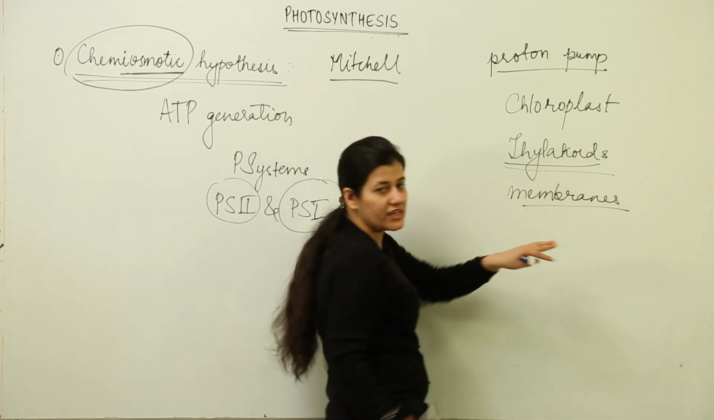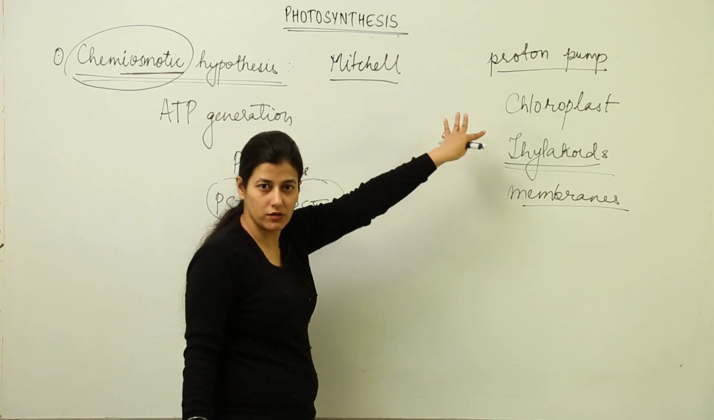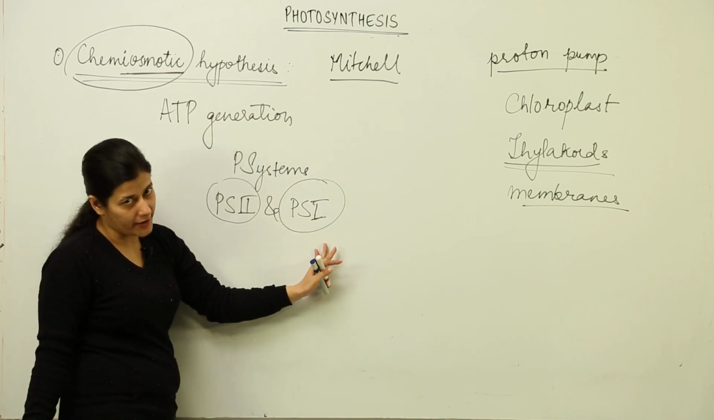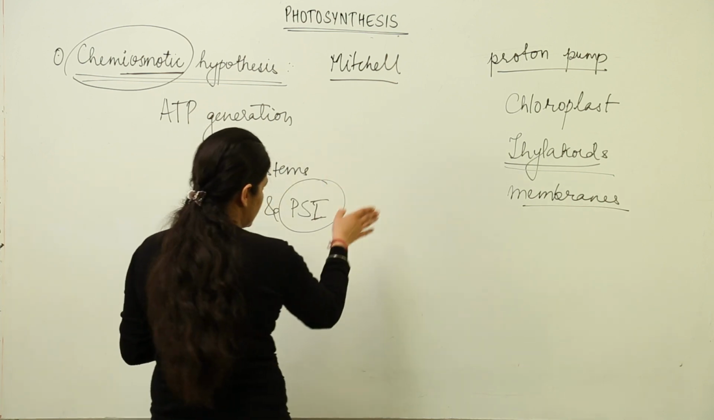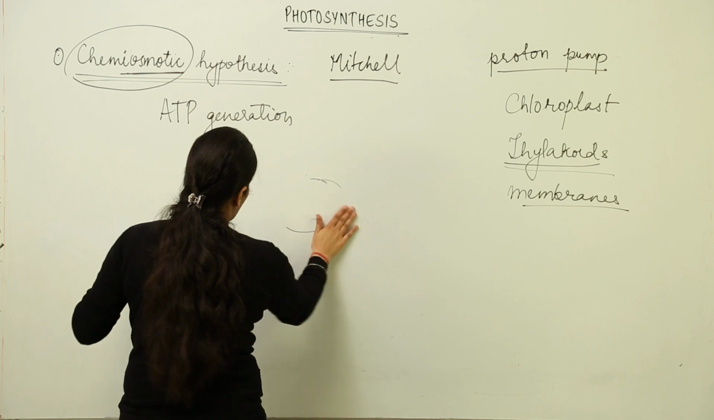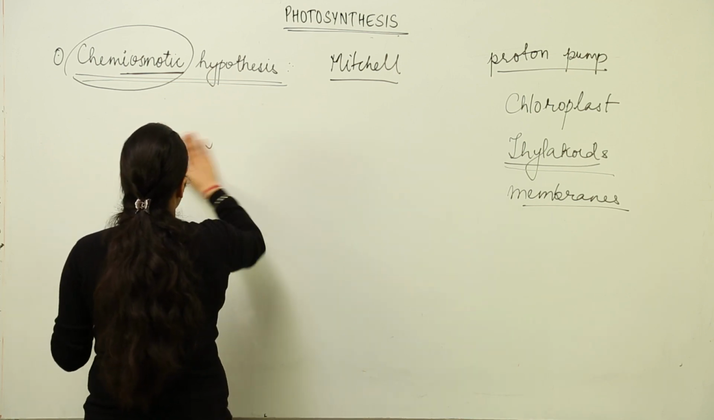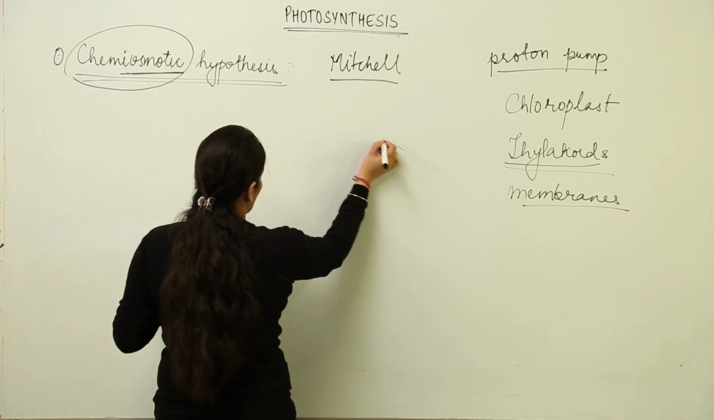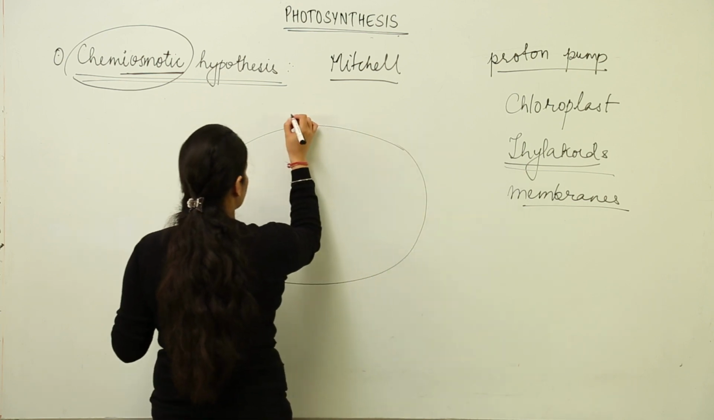So, we have to deal with the membrane system of thylakoids, the thylakoids of the chloroplast, and photosystem 2 and photosystem 1. These are the things that we have to deal with. Now, one by one we are going to see what actually happens in the chemiosmotic hypothesis. ATP generation is required, photosystems are involved. Let's see what would be there inside the thylakoid where this chemiosmotic hypothesis has to be studied.